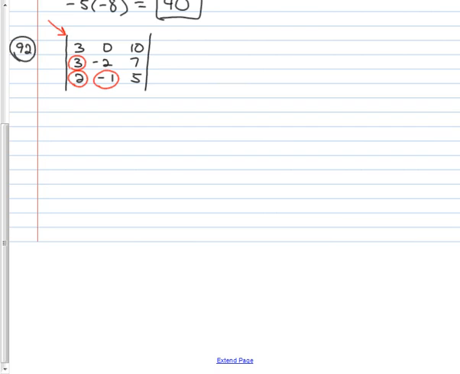I'm going to use that one because I want to make this top one a 1, because then I can eliminate both of these things under it. So I'm going to multiply 1/3 times row 1. And that means we're going to have to multiply our answer by 3 to get it back to the real determinant, because multiplying by 1/3, we just multiplied the determinant by 1/3. So my next one would be a 1, 0, 10/3. And copy the other two.